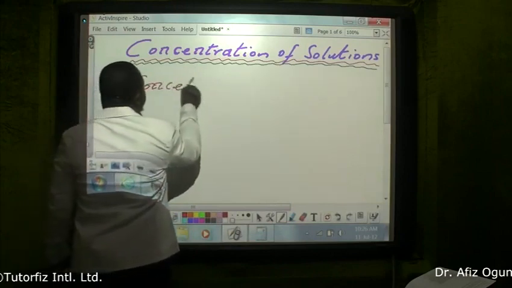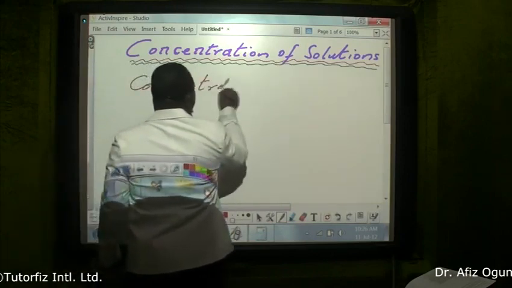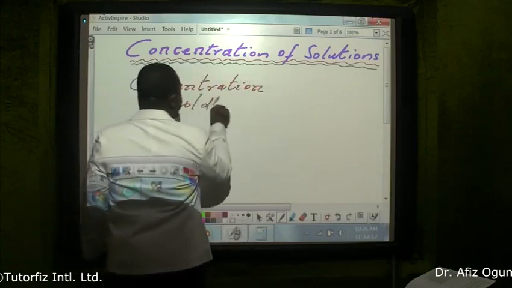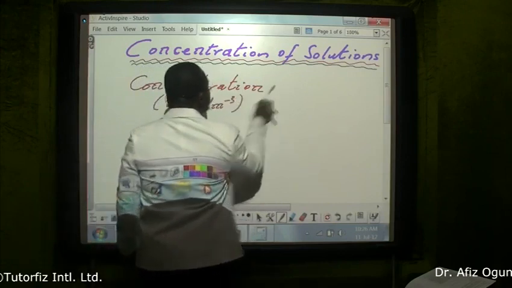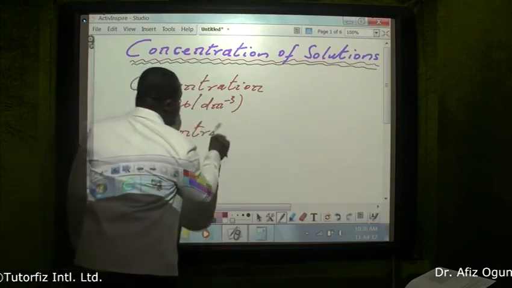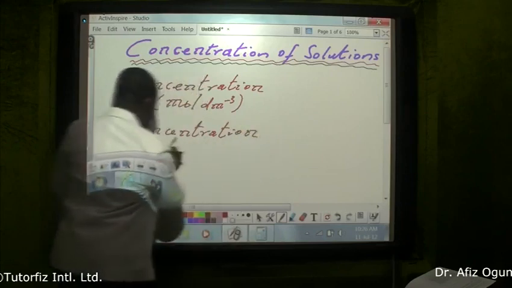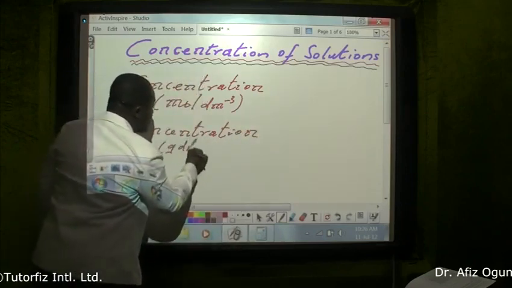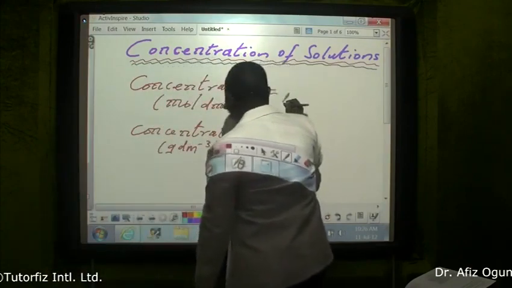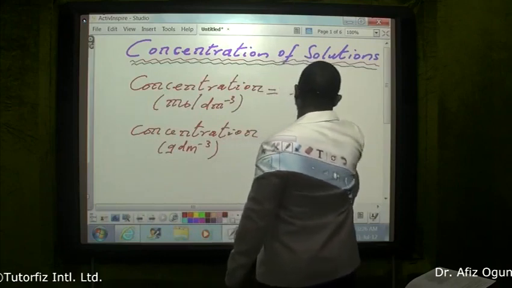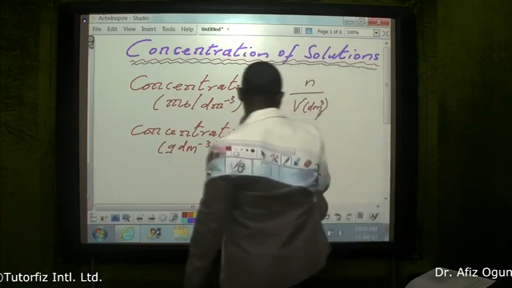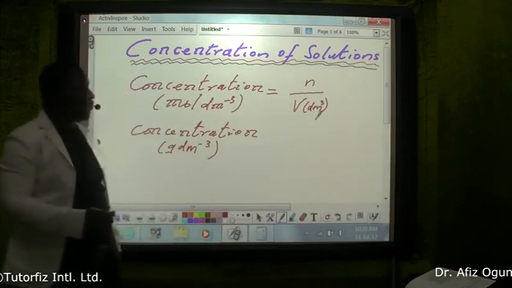Concentration can be measured in mole per dm cube, and it can be measured in grams per dm cube. Concentration in mole per dm cube is what you are going to be using more. It is equal to the number of moles n divided by volume in dm cube. You have to convert your volume to dm cube.